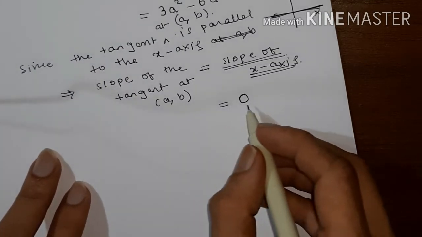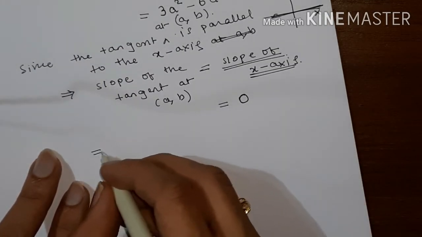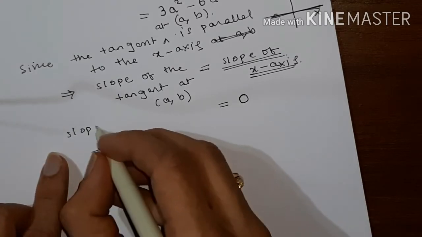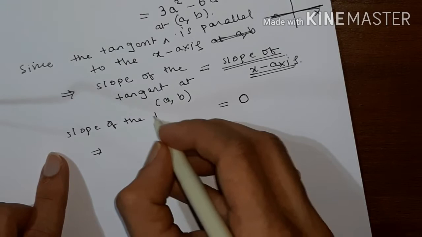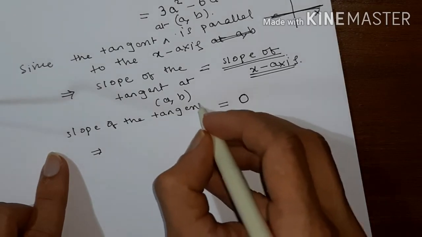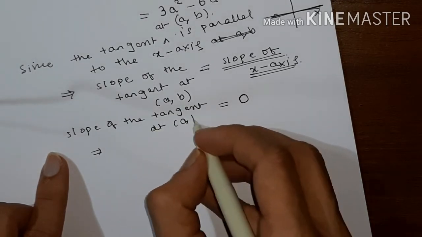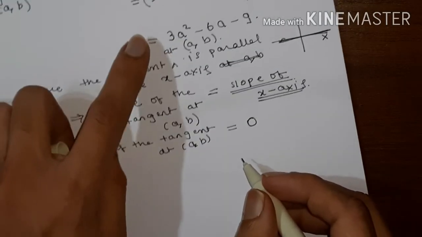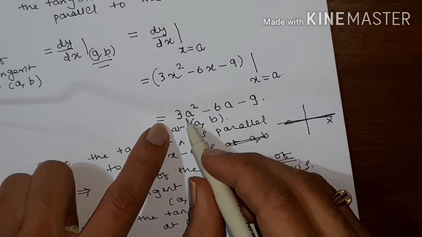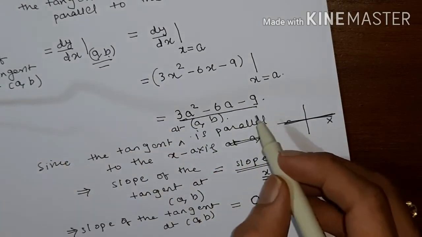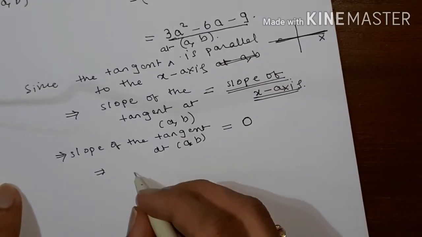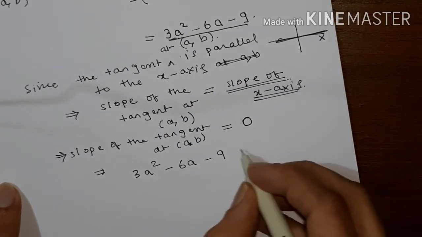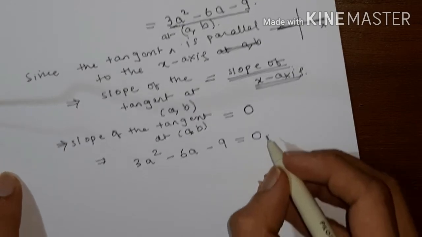So what you'll get is the slope of the tangent at a comma b is 0. That means the slope of the tangent at a comma b is what we had calculated, so 3a square minus 6a minus 9 is equal to 0.